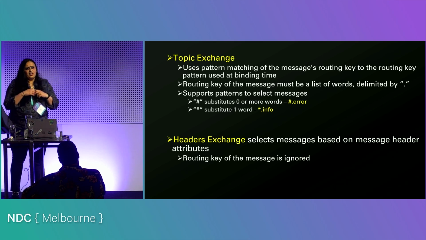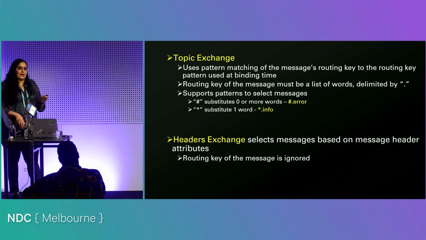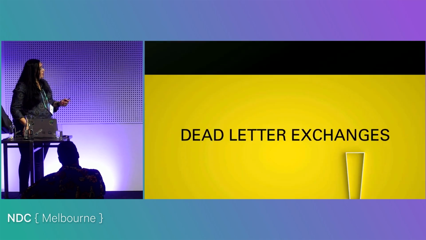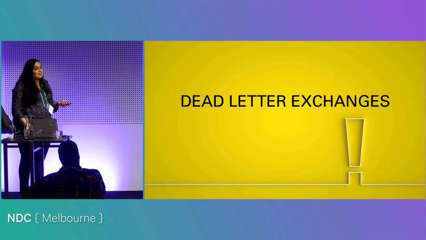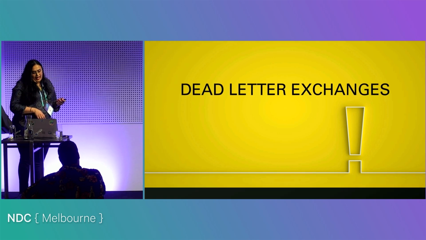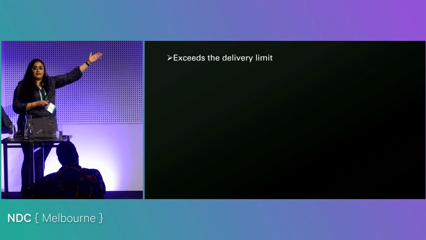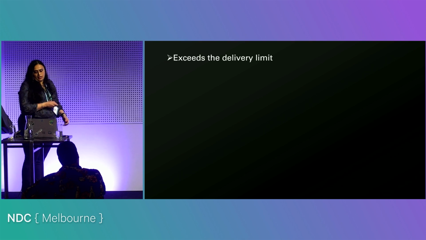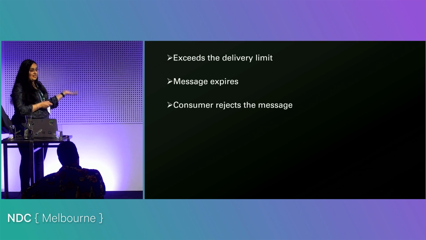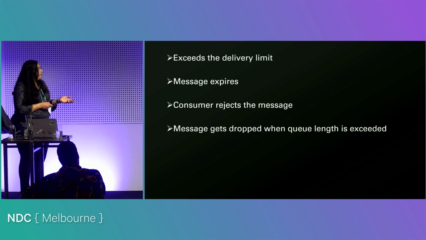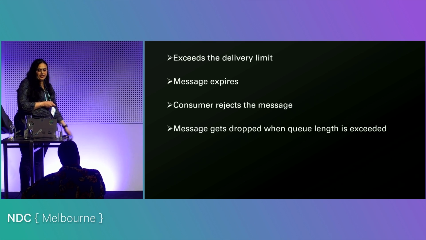So there's a lot of things about just publish and subscribe pattern when it comes to RabbitMQ. You have dead letter exchanges, not dead letter queues in RabbitMQ, because remember, it is all about exchanges. And the way a message can dead letter is when it exceeds the delivery limit, again the max count, and this pattern, the max delivery count in Azure Service Bus, when a message expires, when a consumer rejects the message, that is abandoned. Messages can get dropped when queue length is exceeded as well. So that's something that needs to be mindful of.